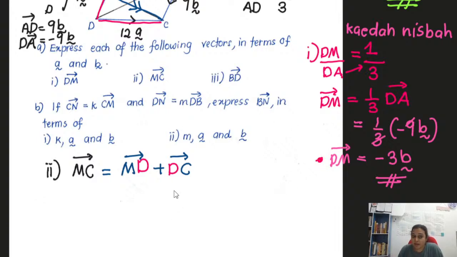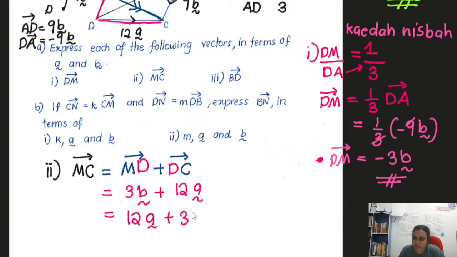Just now we found it already. So MD means reversed, right? It's the reverse, so 3B. DC is 12A. Oh, very fast to get the answer. Okay, this is the answer. We cannot add them, so just leave it. And the last one.